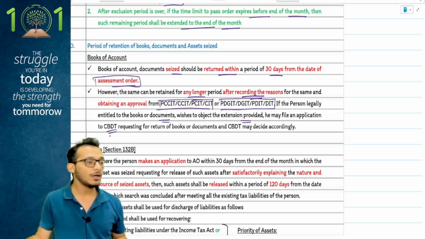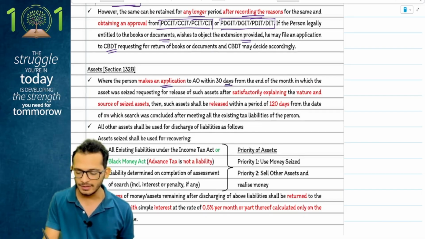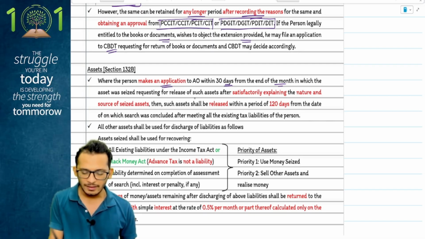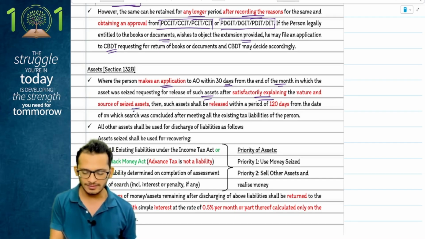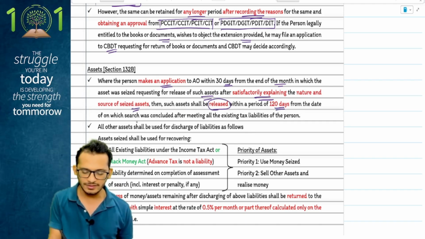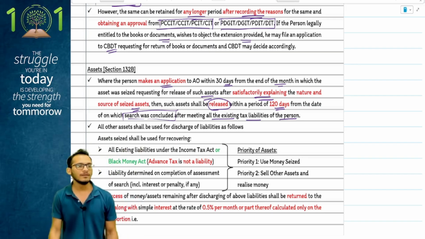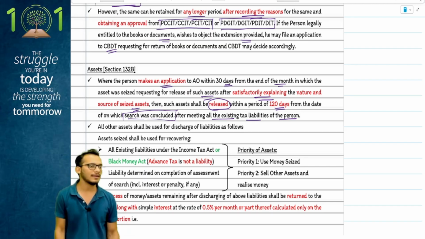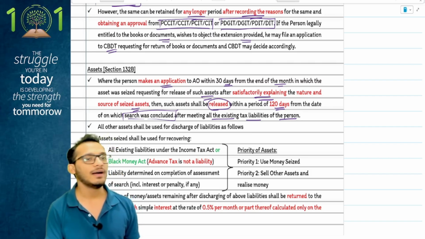Yes. What happens to assets? Income tax says, where the person makes an application to the assessing officer within 30 days from the end of the month in which the assets were seized, requesting for the release of such assets, after satisfactorily explaining the nature and the source of assets seized, then the assets will be released within a period of 120 days from the date on which the search was concluded, after meeting all existing liabilities of the person. Yes, so I need to make an application within 30 days. After that application is made, I will compute all the tax payable and then release all your assets within 120 days.